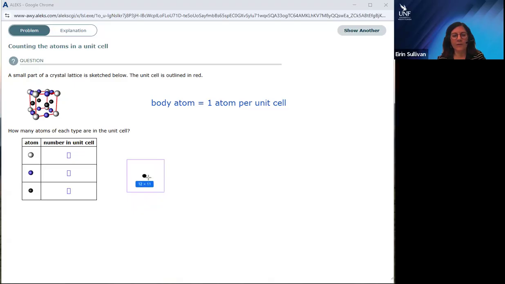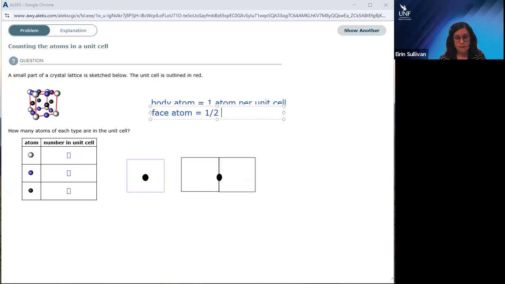Nice black circle. So if that is within the face, obviously that face can be shared between two adjacent unit cells. So if I rotate this 90 degrees to the right, you can have two unit cells like this, and that face atom would be right in between the boundary. Sorry, it's not perfectly the center between those two unit cells. So when we look on the face between the two unit cells, half of it is in one and half of it is in the other. So what we would call a face atom, only half of it is in one unit cell. The other half is in the neighboring unit cell.